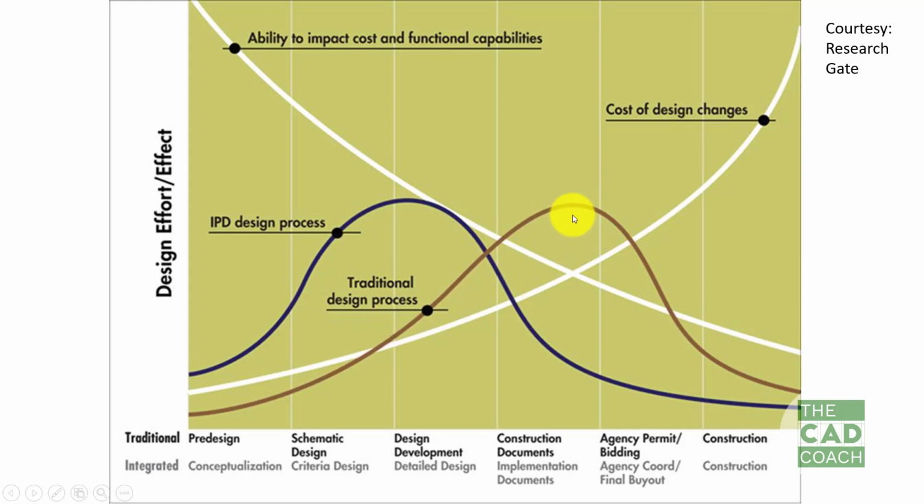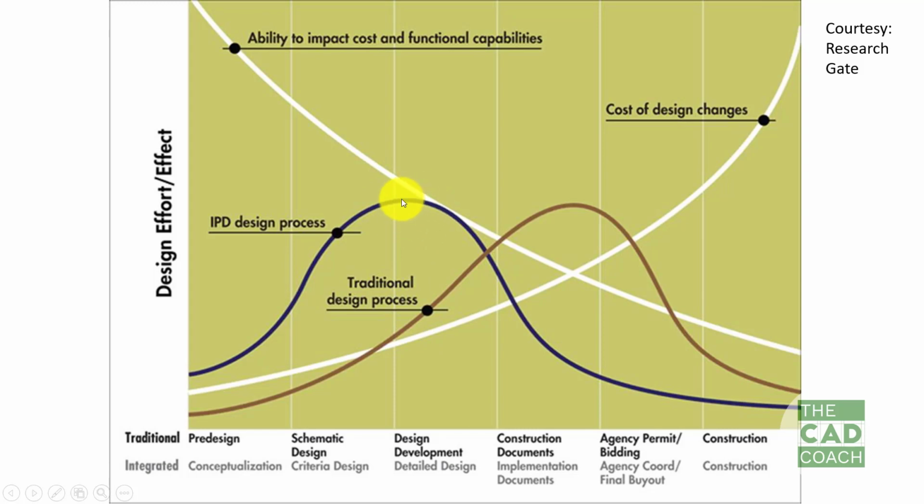But what IPD is suggesting is: why should your level of effort be highest at the construction documentation phase? Please increase your level of effort in the design development phase, or during schematic development or basic design. At that time, put in a lot of effort and minimize construction problems at this stage itself. Put the highest level of effort in the schematic and design development stage. In terms of the curves, the ability to impact cost is very high and the cost of design change is very low. This is what IPD is suggesting.